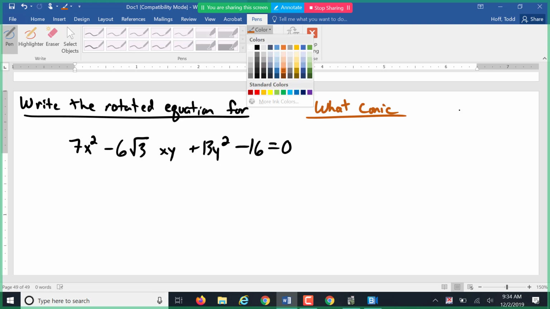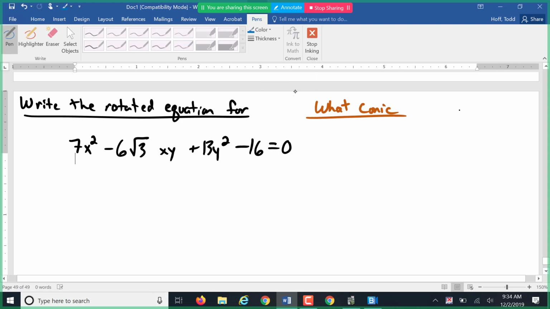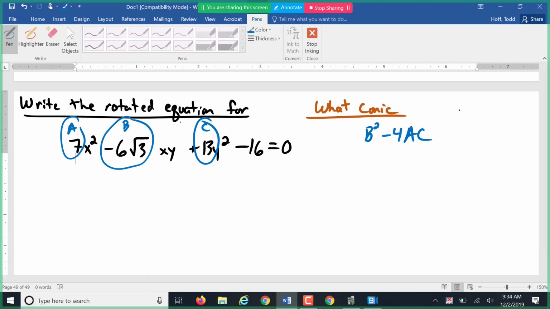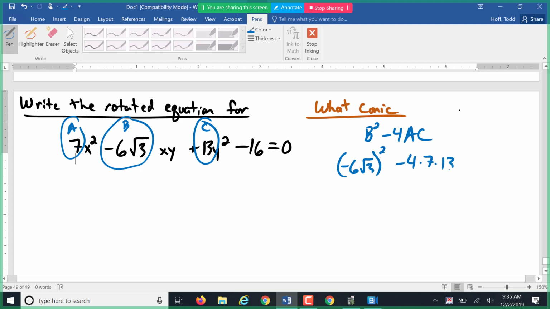But remember, the test was the same as the discriminant for a quadratic equation. It's b squared minus 4ac. So a here is the 7. B is the negative 6 times the square root of 3, and C is the 13. A is always the x squared coefficient, B is always the xy coefficient, and C is the y squared coefficient. So we have negative 6 times the square root of 3 squared minus 4 times 7 times 13.